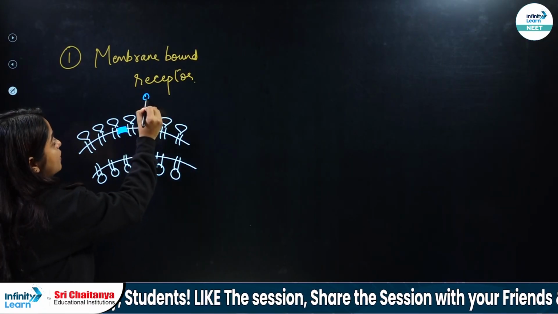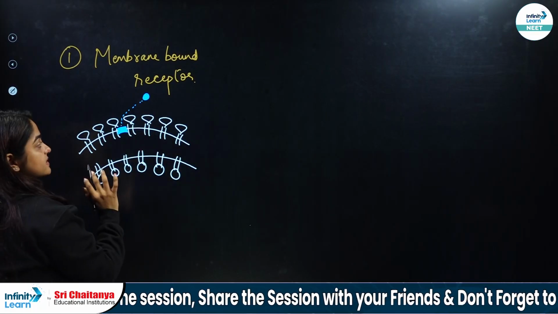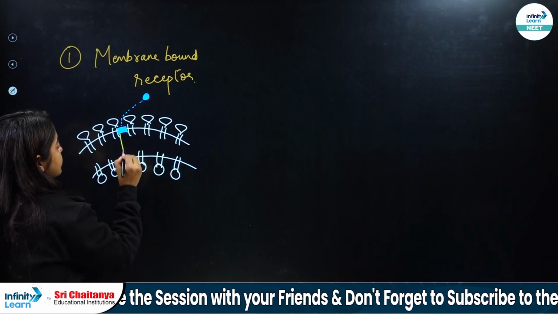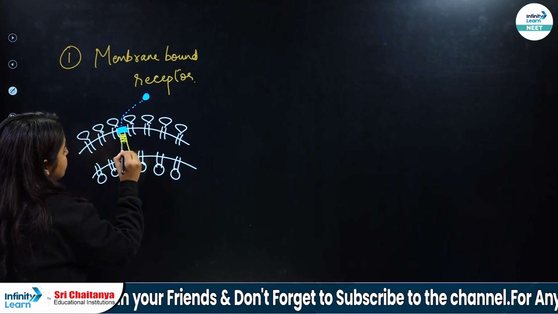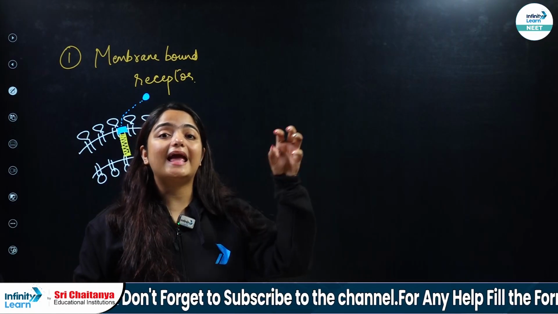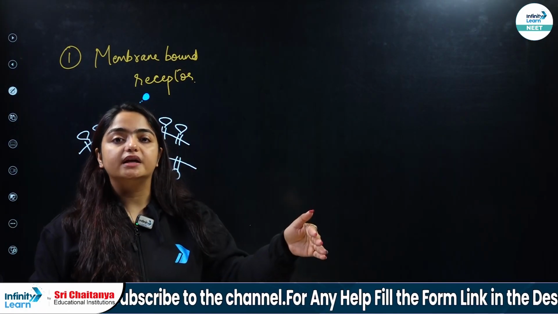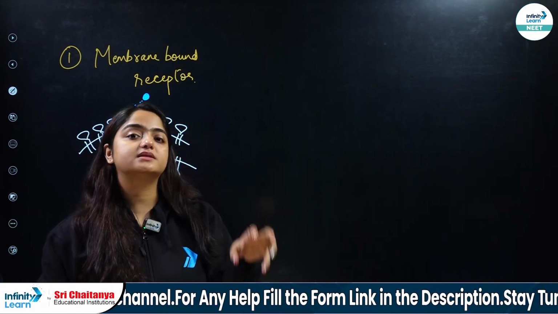For example, this is the hormone. So, when the hormone comes, it binds with the receptor, okay? And it makes the hormone receptor complex over here only. It means that the hormone is not even entering the cell. Why? Because the receptor is present at the membrane only. It's present on the periphery. So the hormone doesn't even have to enter the cell.